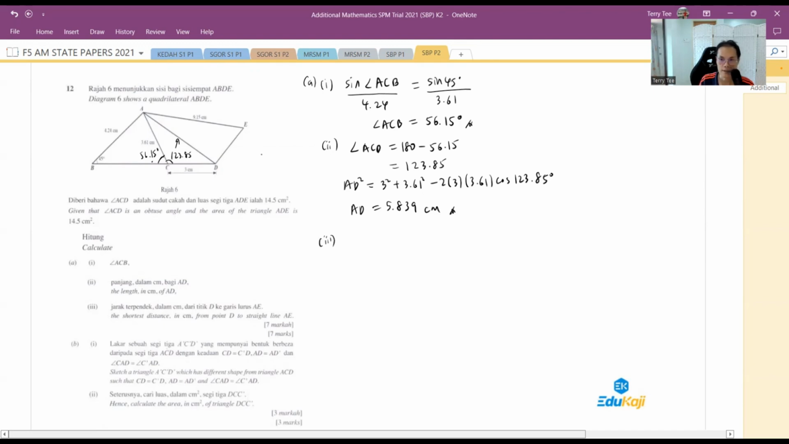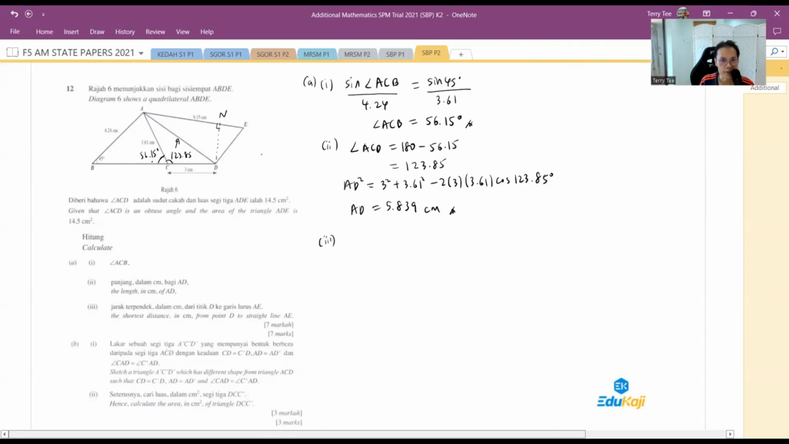Okay, third, the shortest distance from point D to straight line AE. Shortest distance is a perpendicular distance from a point to a line. You can call this N if you like. That's the shortest distance.